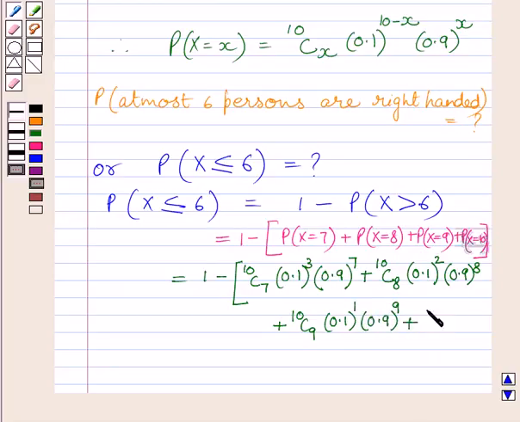Plus. Now we will find the probability of x is equal to 10 by substituting 10 for x in right hand side of this expression, and we get 0.9 raised to the power 10. We know 10C10 is equal to 1, 10 minus 10 is equal to 0, and anything raised to the power 0 is equal to 1 only. And we are left with 0.9 raised to the power 10.